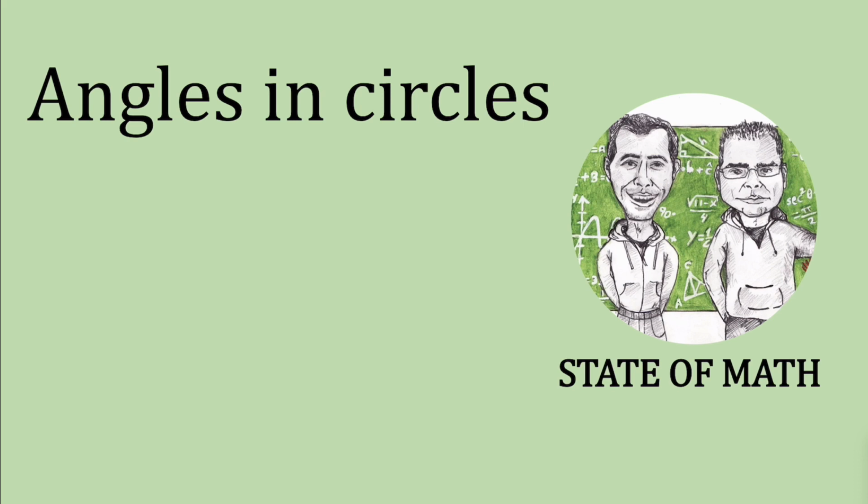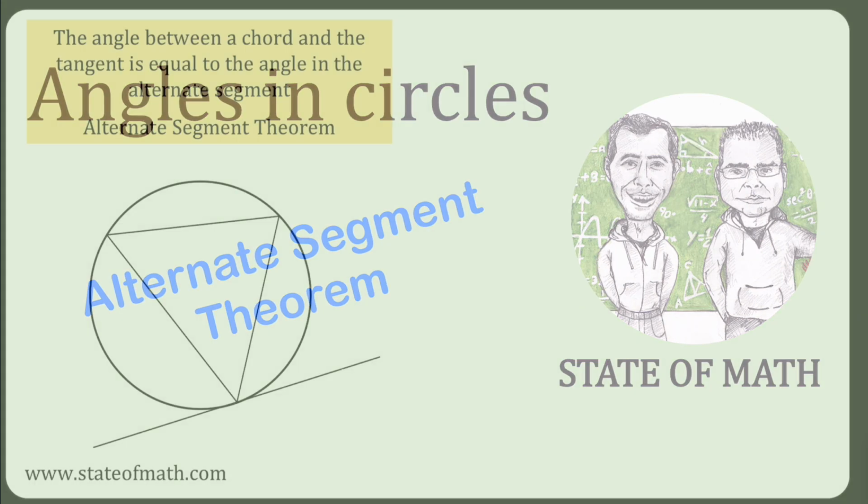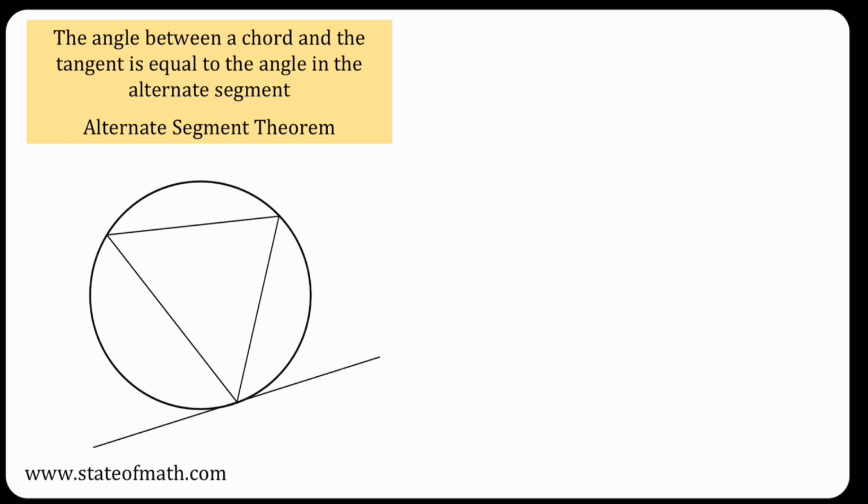In this video, we'll be looking at angles in circles and in particular the alternate segment theorem. What the alternate segment theorem says is that the angle between a chord and the tangent is equal to the angle in the alternate segment. In this example, the straight line is a tangent at this particular point. So the angle between the chord and the tangent, which is theta, is equal to the angle in the alternate segment, which is this one here.